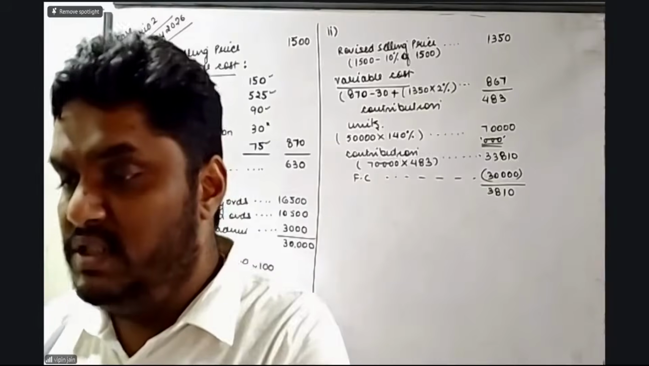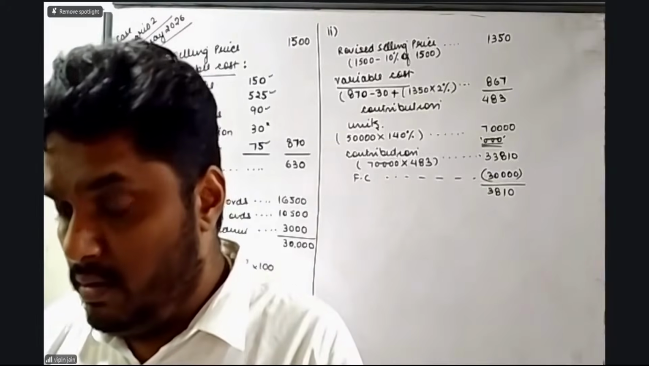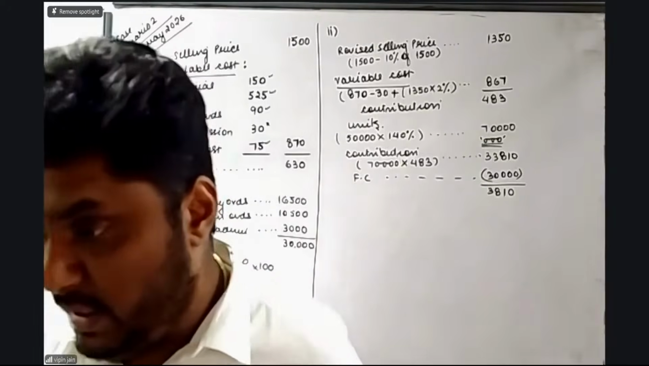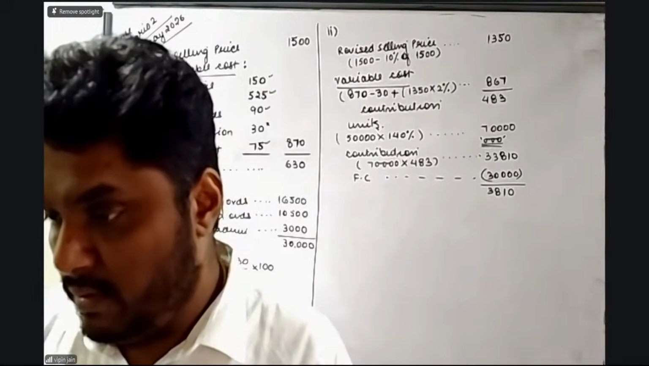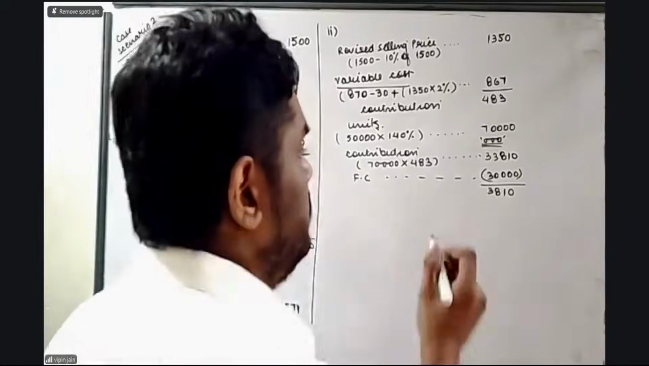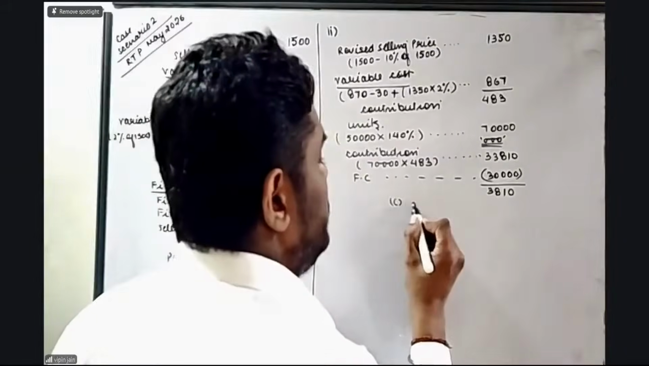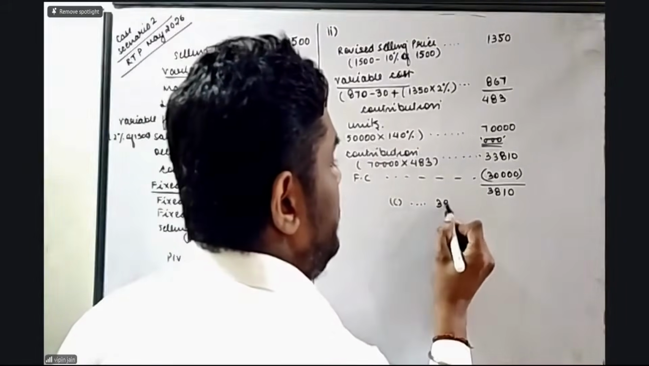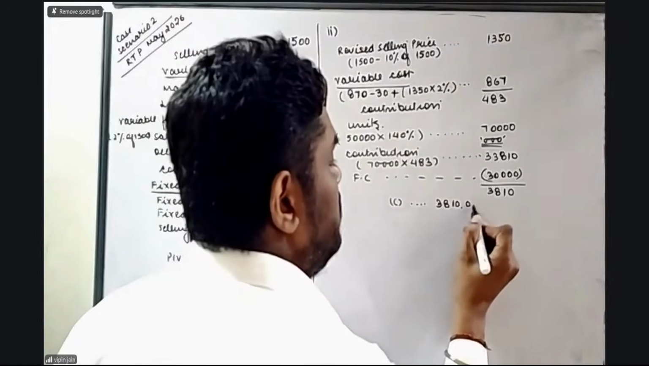Wherein, let's check the question now. The second question's correct answer will be C. So C will be the correct answer, 38 lakh 10.